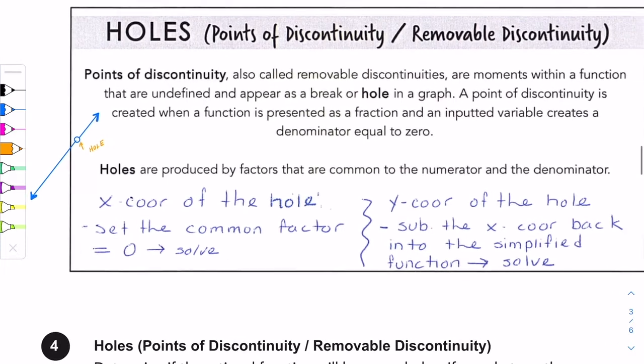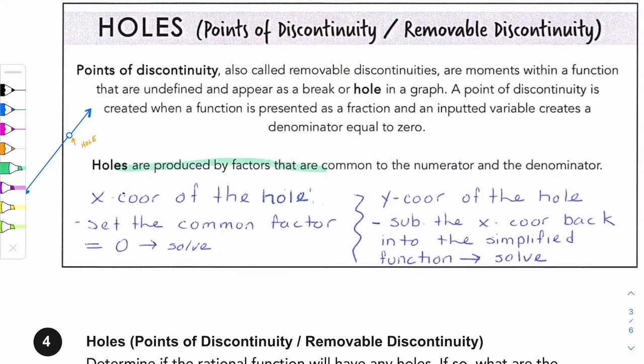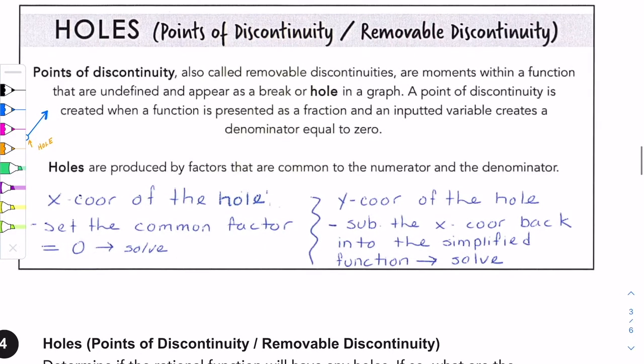Holes are produced by factors that are common to the numerator and the denominator. The x-coordinate of the hole is found by setting the common factor equal to 0. That means you must factor both your numerator and your denominator, set the common factor equal to 0, and solve. The y-coordinate of the hole is found by substituting the x-coordinate back into the simplified function.